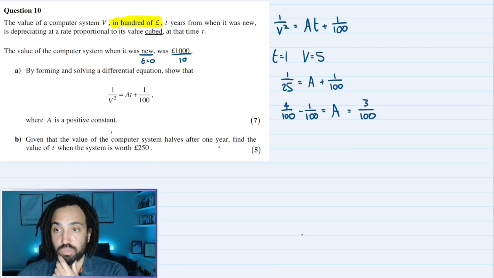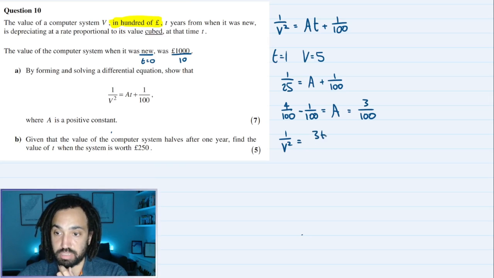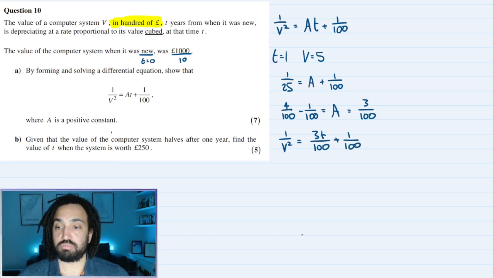Okay, so now we've got a complete model, which is 1 over v squared is equal to 3t over 100 plus 1 over 100. So we can simplify that as 3t plus 1 over 100.